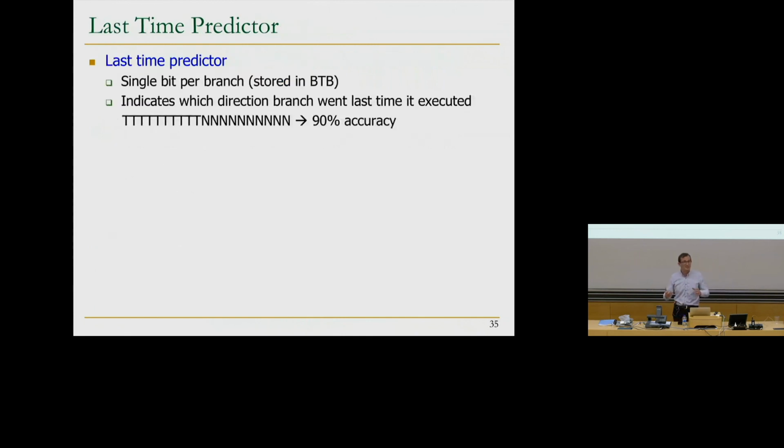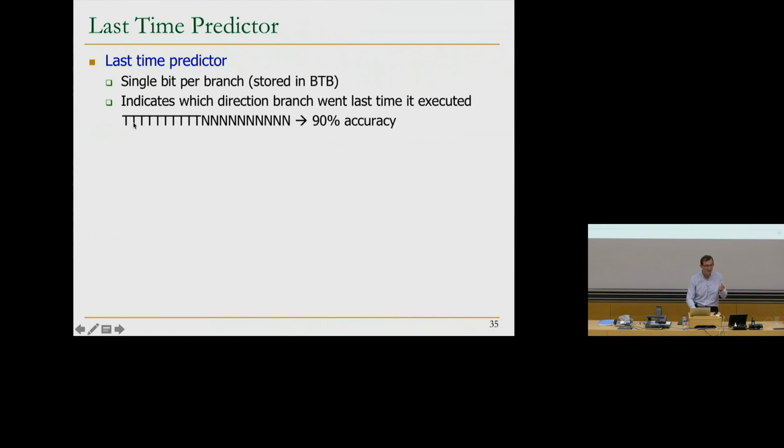So let's talk about the simplest possible predictor that you can build, the last time predictor. It does what it says, basically. You have a single bit per branch stored in the BTB. You dynamically change that bit. This indicates the direction this branch at program counter X went last time it was executed. So the first time it's executed, assuming the branch is taken, you set that bit to 1. The next time you fetch that branch, you predict it as taken. In this case, it's correct.